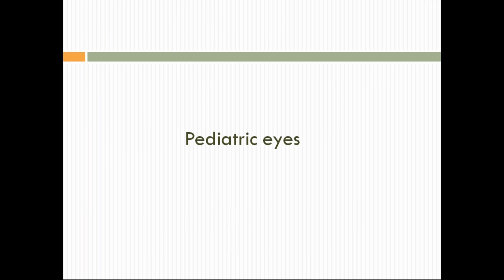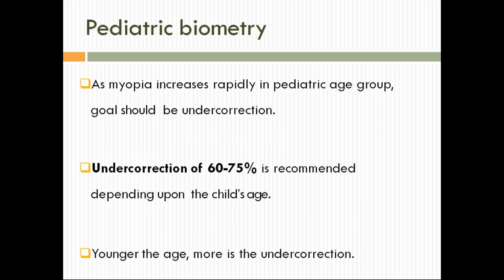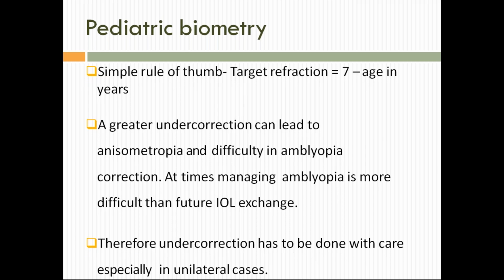IOL power calculation in pediatric eyes. As myopia increases rapidly in the pediatric age group, the goal should be undercorrection. Undercorrection of 60 to 75% is recommended depending upon the child's age. The younger the age, the more the undercorrection. A simple rule of thumb can be used in which target refraction equals 7 minus age in years. A greater undercorrection can lead to anisometropia and difficulty in amblyopia correction.